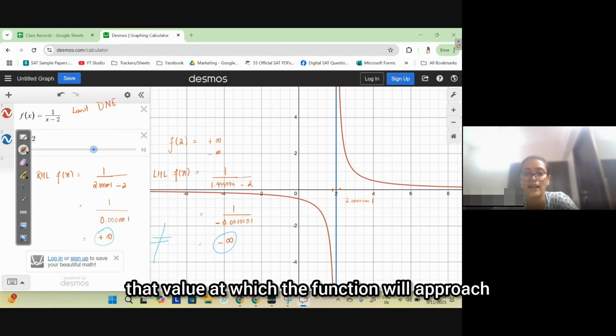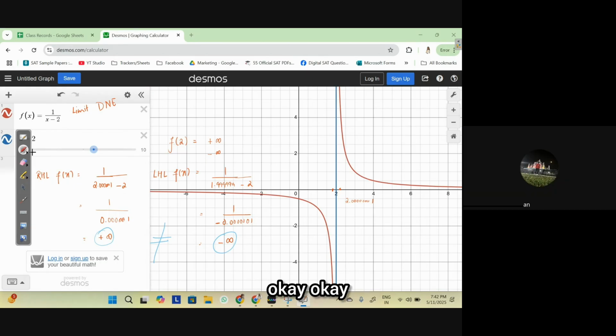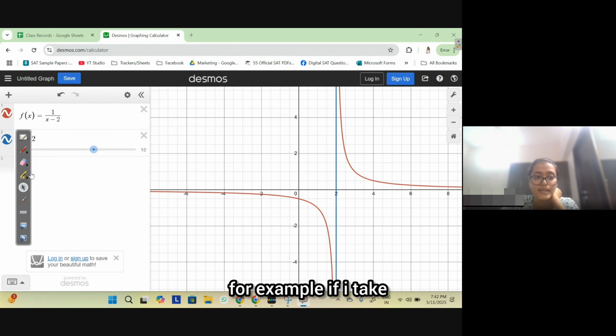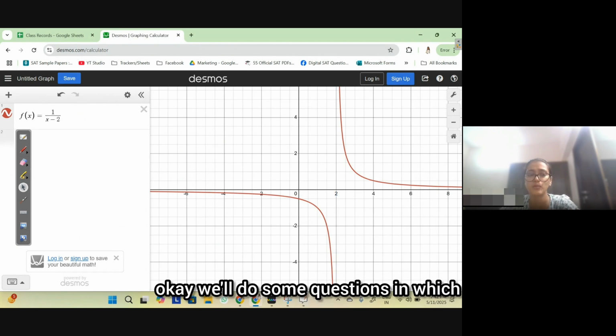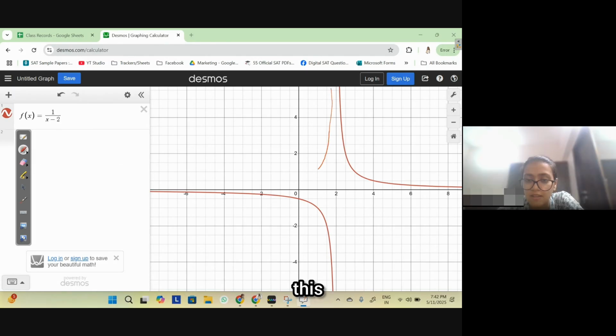Okay, so that is basically a limit. Now, limit is that value which the function will approach at a certain point. Okay, I'm going to erase everything. For example, if I take x minus 2, we'll do some questions in which just this graph is like this.